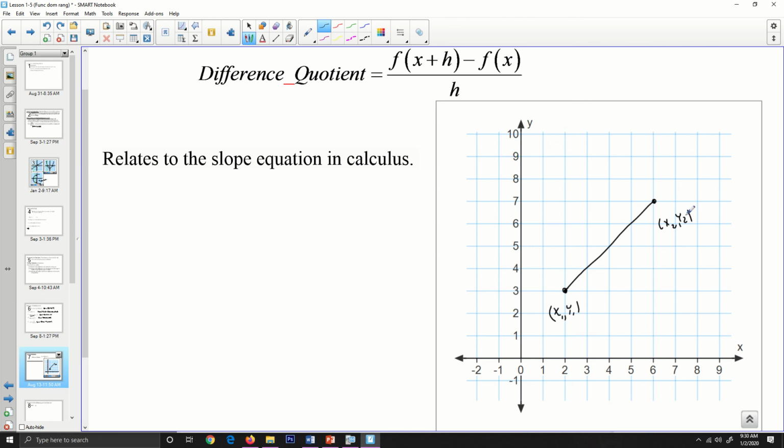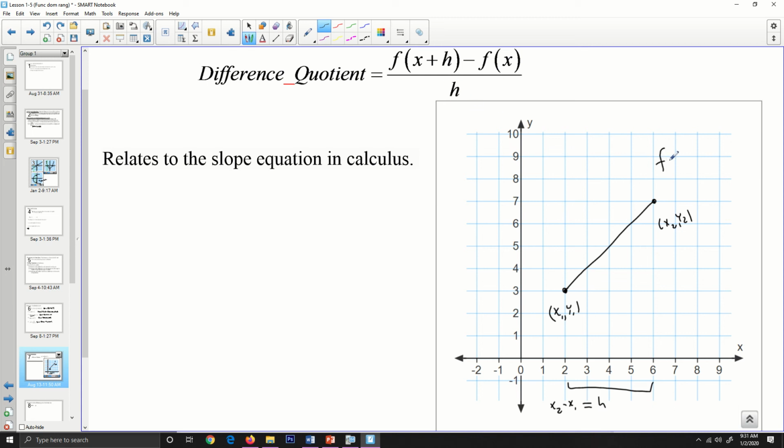So let me start over. If I go y2 minus y1, and then I put that over x2 minus x1, I will get the slope of this line right here. But if you think about it, this distance right here, if I call this distance x2 minus x1, we could call that a numerical value h. And that's where I get this.